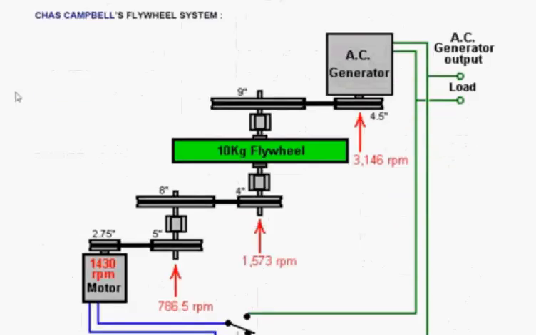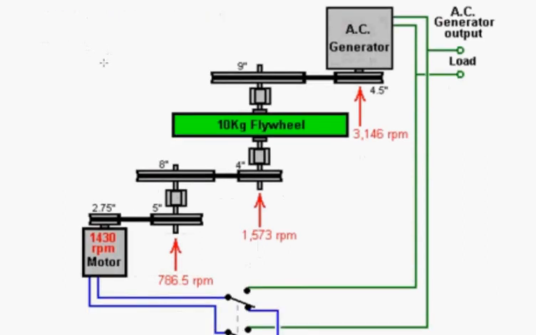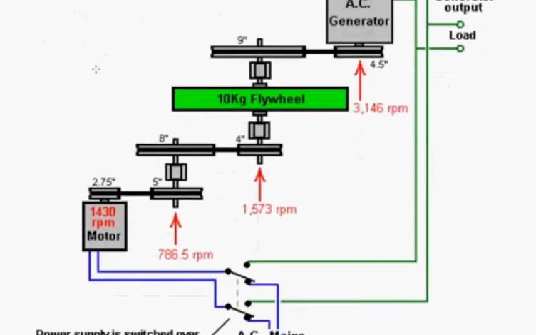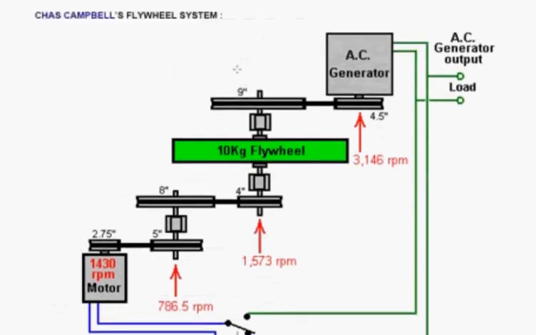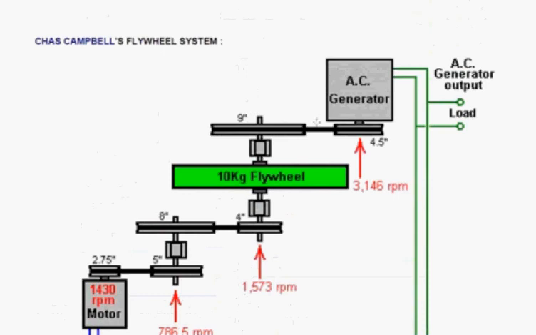Okay, moving on. Something now that doesn't require any electronics or understanding anything like this. You have a design from Chas Campbell in Australia. This is a very effective system. What he does is he gets an ordinary mains motor. His mains motor rotates at 1,430 revs per minute. And he gears it up through belts and various belts and through a shaft that has a 10 kilowatt flywheel attached to the shaft, and then through another pulley which spins a generator.